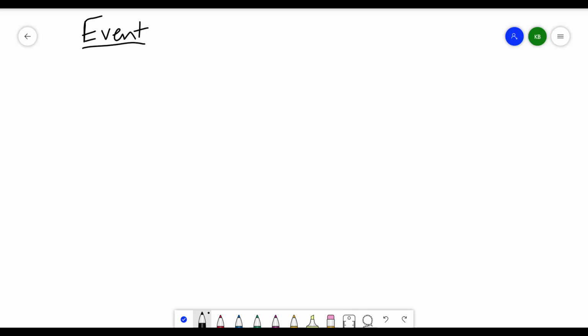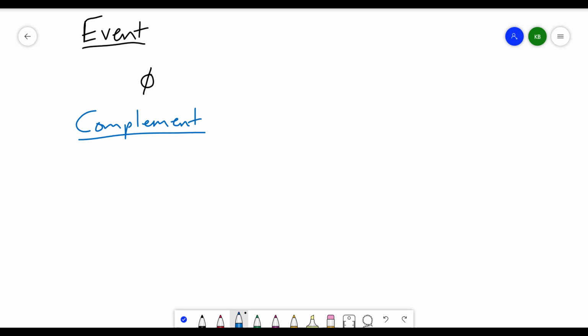Or I might have the event that a coin flip results in neither heads nor tails, and it's really called the null set or the empty set, and we write it as this. So it's none of the elements in the sample space.